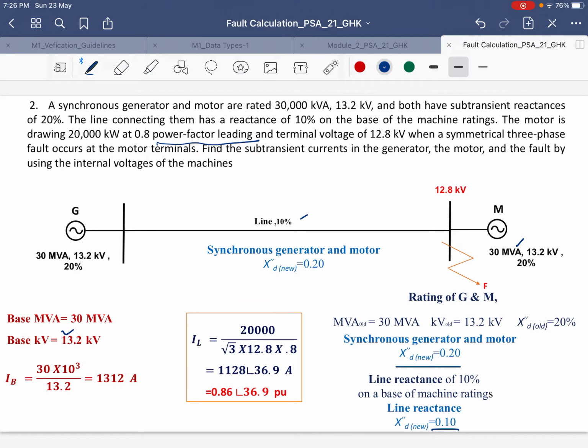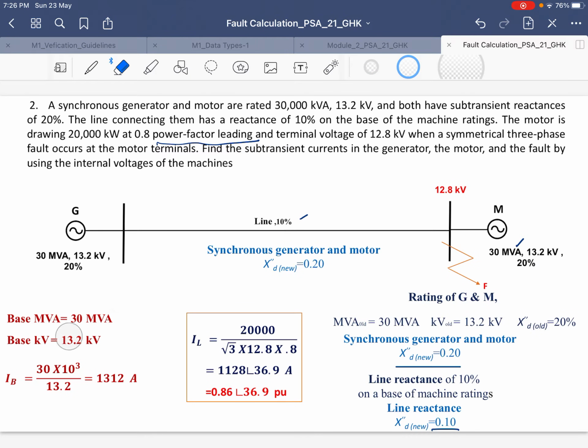The reactance of the transmission line also remains the same at 0.1, because you are applying X per unit new equals X per unit old multiplied by (kV old by kV new) whole square into MVA new by MVA old. Because in all the components MVA new, MVA old, kV new are all the same, therefore it is 1. So X new is equal to X old in this particular case.